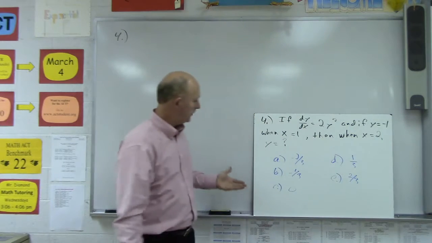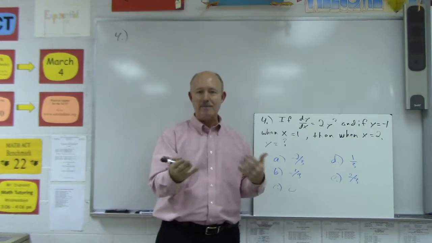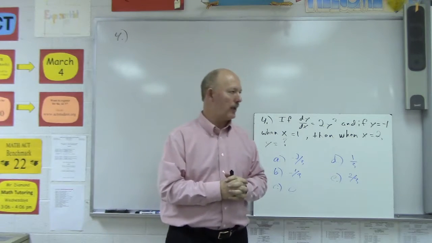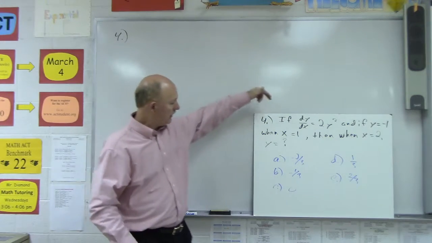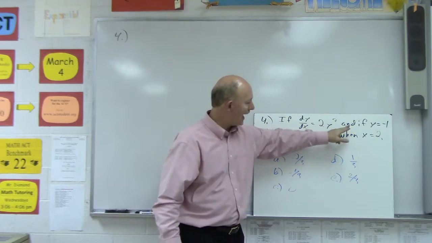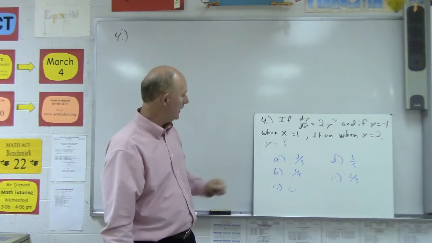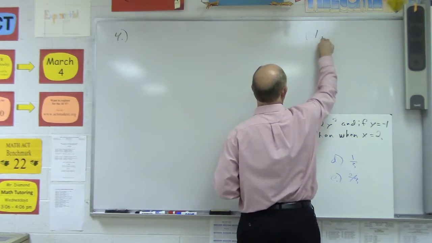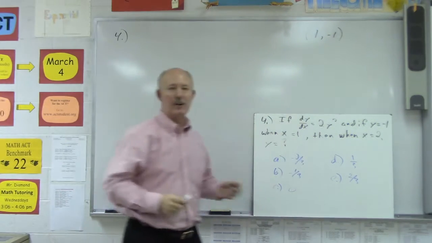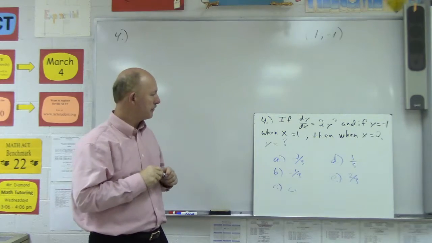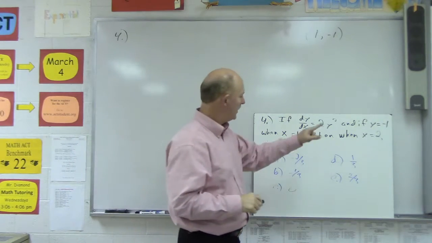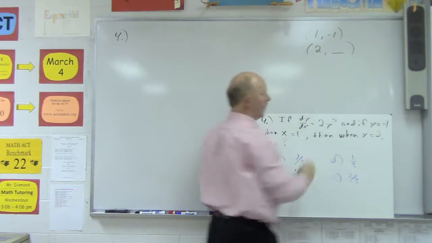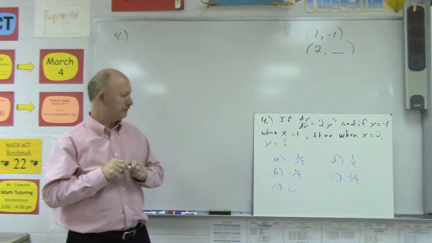Now, once again, this is just an example off an old AP Calculus released problem, off an old AP Calculus exam. Now it says if dy over dx equals 2y squared, and if y equals -1 when x equals 1. Now they're giving us a point here, so the point 1, -1. I'm going to go ahead and list it as an ordered pair. Then when x equals 2, what does y equal? So whenever x equals 2, what does that y value have to be?